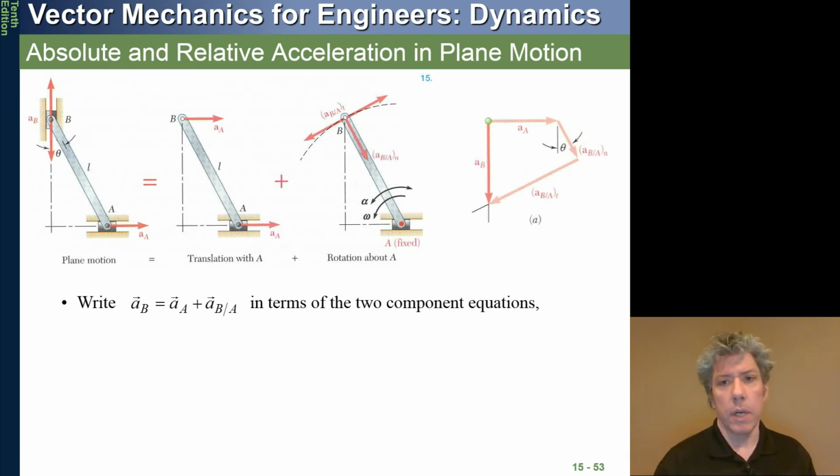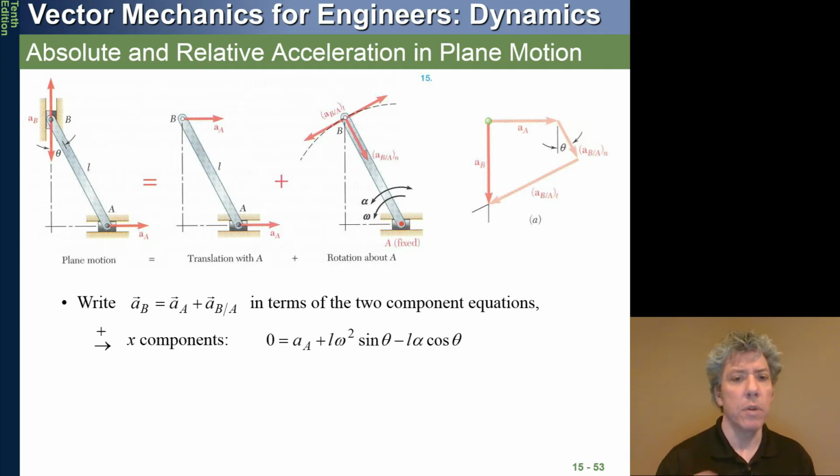All right, so how do we solve this? Well, basically what we're going to do is just write this relative acceleration equation in terms of the two components. So we're going to have an x component, and if you think about it, the acceleration of point B can't have an x component, so that's 0 on the left-hand side, plus whatever the acceleration of A is in the x direction, plus what is this L omega squared sine of theta? Well, that is the normal piece.